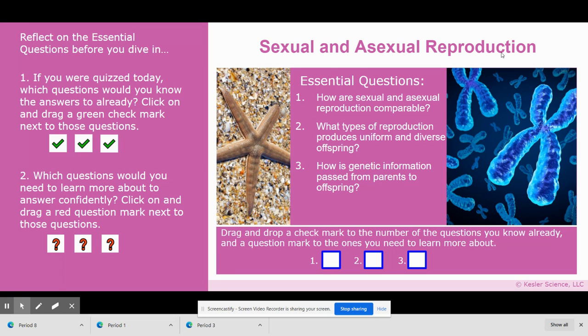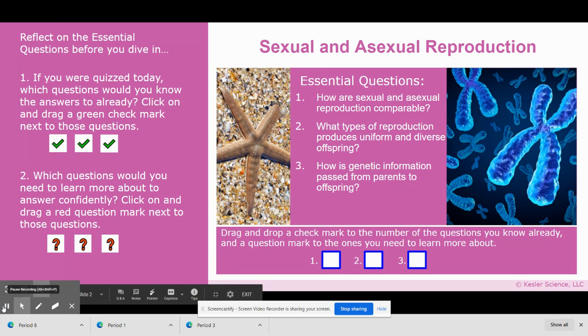Number 2, what types of reproduction produces uniform and diverse offspring? And number 3, how is genetic information passed from parents to offspring? So what you'll do for each of these questions is, on the left there, it says number 1, if you were quizzed today, which questions would you know the answers to already? You're going to click and drag the green check mark next to the ones that you really know well.